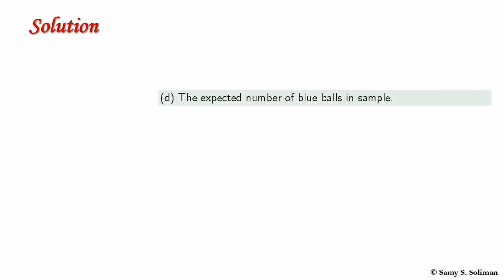Finally, in order to find the expected number of blue balls, that is the expected value of the random variable x, simply we can calculate it as we used it before. It is the summation of x times f of x, which means that we need to know f of x, which is the marginal distribution that we calculated in the previous step.